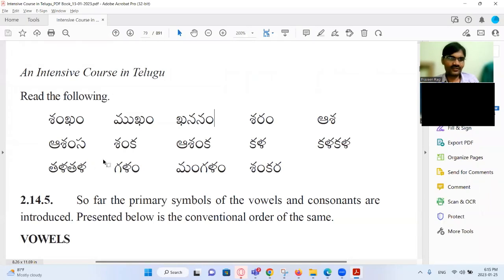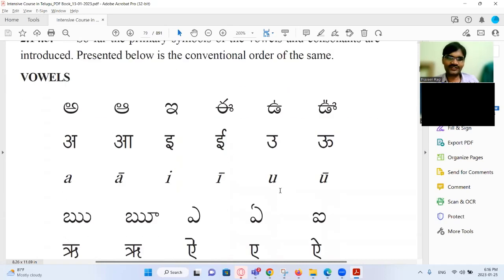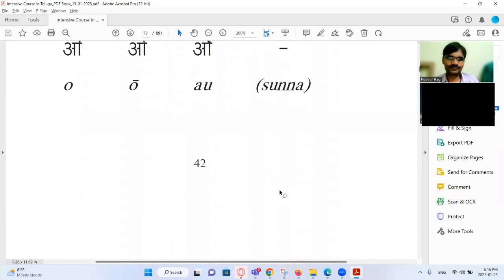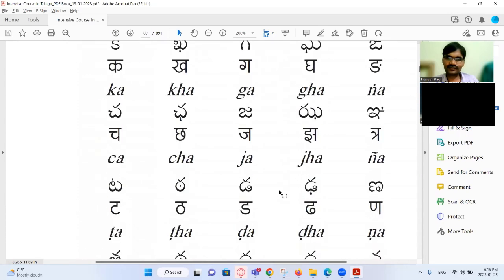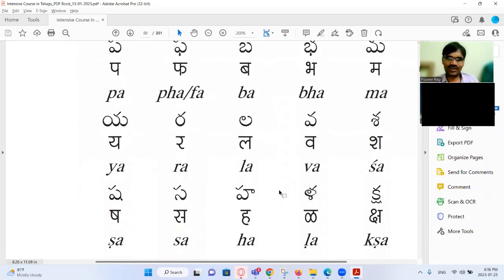Next we have this kala. Earlier we mentioned kala, that is dream, but this one means art. This kala means art. Next we have some words that are not commonly used. Let's move forward. I am skipping these letters because you know them already.